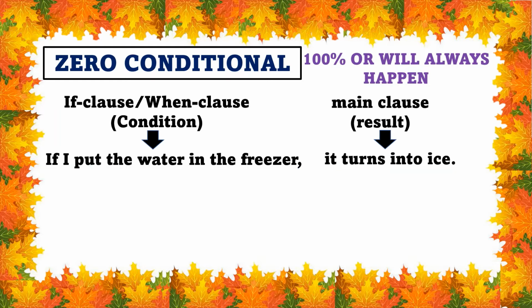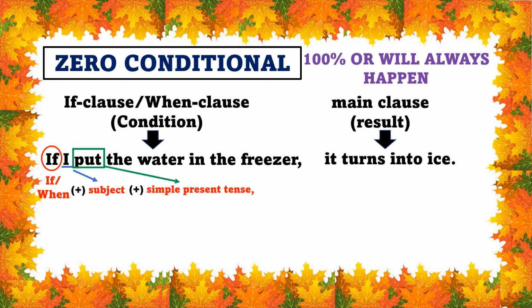Do you remember the structure of the zero conditional sentence which I showed earlier? Let's take a look at its structure again. For the if or when clause, it always starts with either if or when, then the subject, then the predicate or simple present tense of the verb, and don't forget the comma.